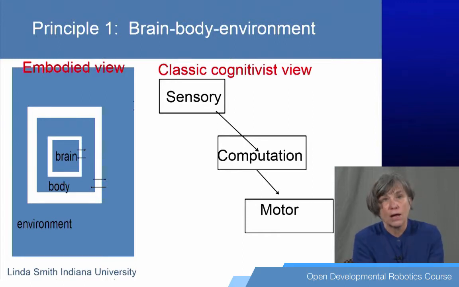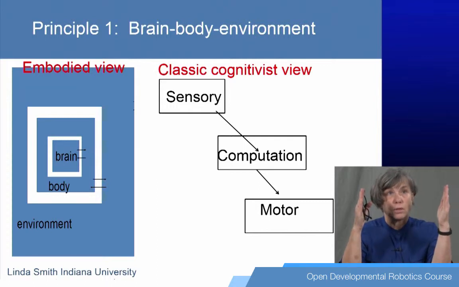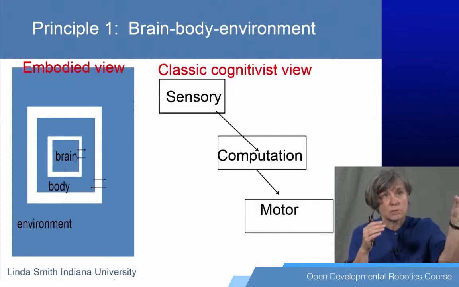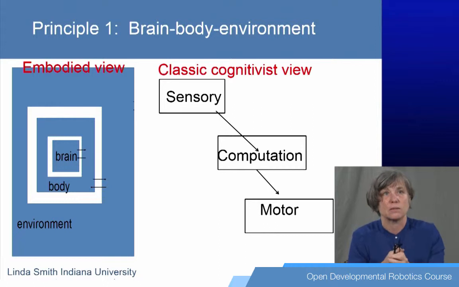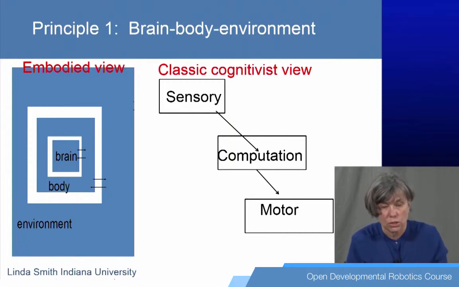The classic cognitivist view, however, is that you have a sensory system with its own properties, you have a motor system with its own properties, and in between you have something that looks like a computer, where the sensory system does its stuff, then feeds the data to the computational system, which does all the smart stuff, and then it tells the motor system what to do.